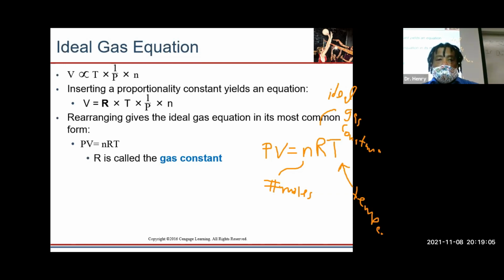Okay. So the value for the ideal gas constant is 0.0821, and it is atm liters per Kelvin and moles. And that equals R.